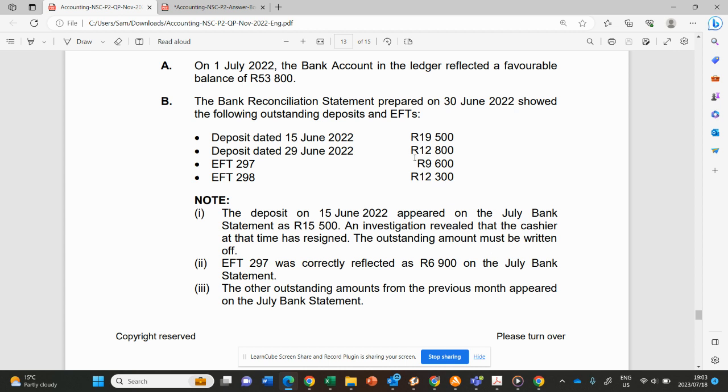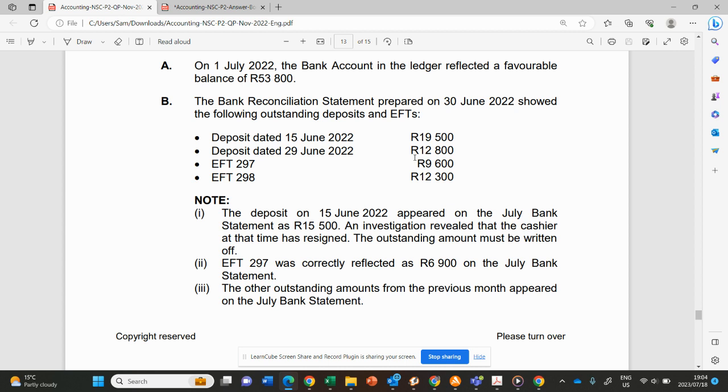They say now the cashier who deposited the amount, who was working there, recorded this as 19,500, and the bank doesn't have that 19,500 transaction. They only have the 15,500 transaction. So now there's no evidence that we can produce that the cashier initially recorded the 19,500, because the cashier resigned. Obviously the cashier has stolen money, so we need to cancel that amount.